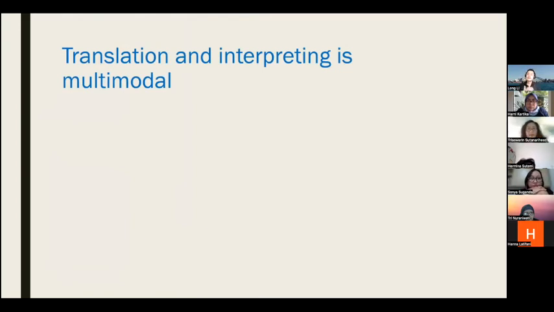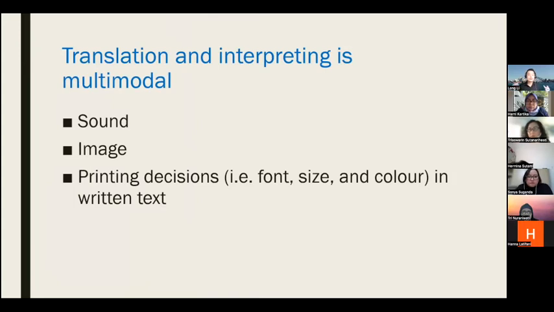So translation and interpreting are both multimodal in nature because we handle not just language, but also many other systems of meaning making. For example, in interpreting, we have to handle sound. In translation, we often have to handle images. Even when translating a written text, we have to make printing decisions like font, size, and color. All of these carry meaning on their own. And of course, the list goes on.